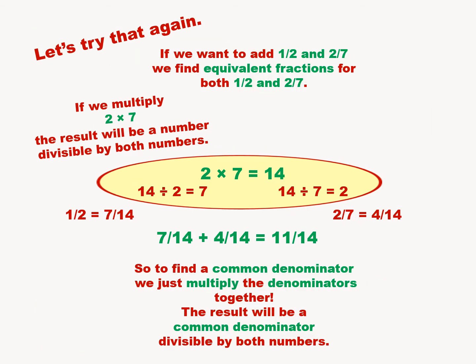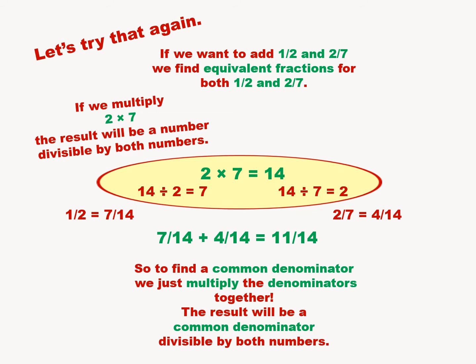Let's try that again. Suppose we want to add 1/2 and 2/7. If we find equivalent fractions for both 1/2 and 2/7, we know that these equivalent fractions will have a denominator that is divisible by both 2 and 7. But if we multiply 2 times 7, the result is 14, and 14 is divisible by both. It has both 2 and 7 as factors. 14 divided by 2 equals 7, and 14 divided by 7 equals 2.